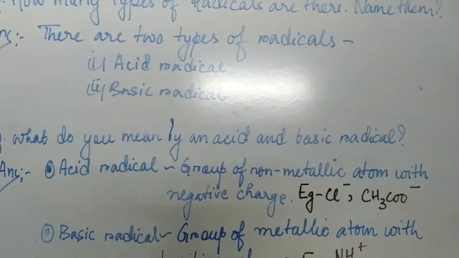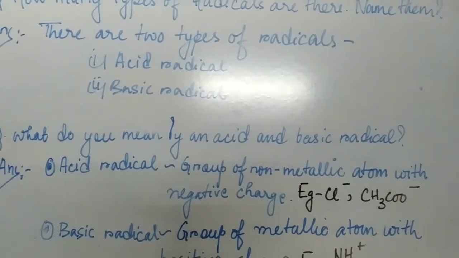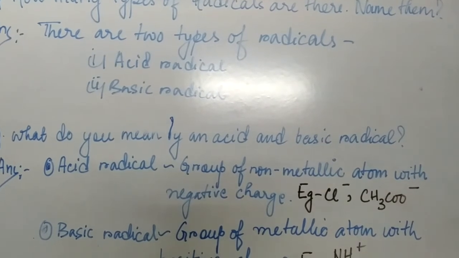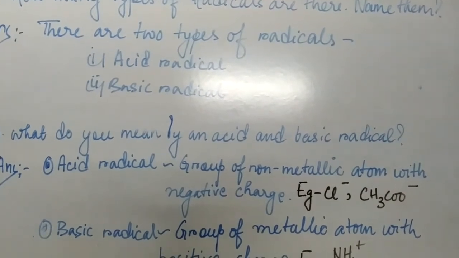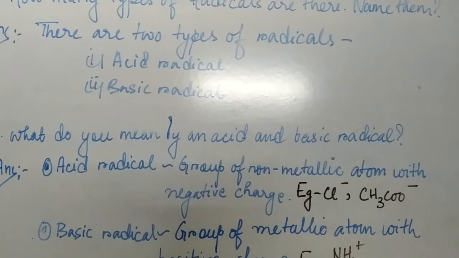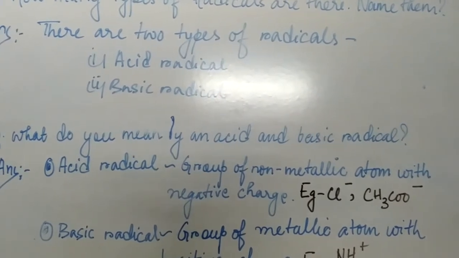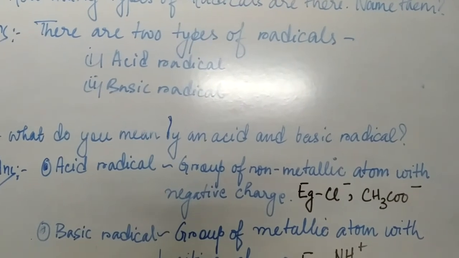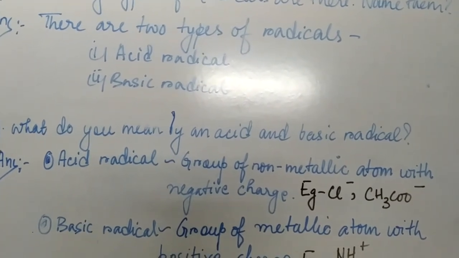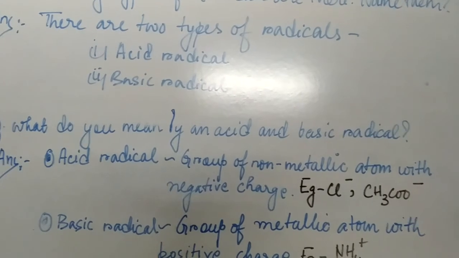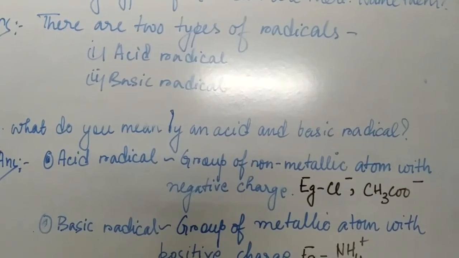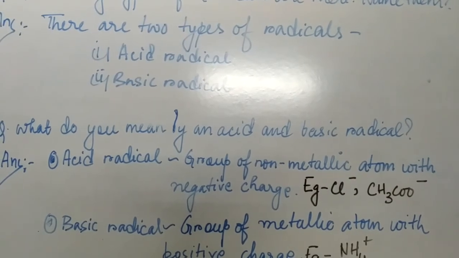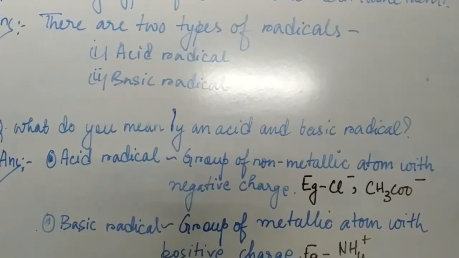For example, chlorine, Cl minus. The Cl minus means, students, -1. That means each radical of chlorine accepts one valence electron. Next, it is CH3COO minus, that is also again having -1 valency, which means this radical, which behaves as a unit, again gains one electron from other elements or substances or radicals.